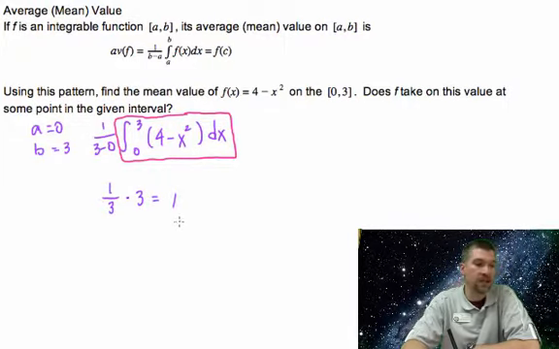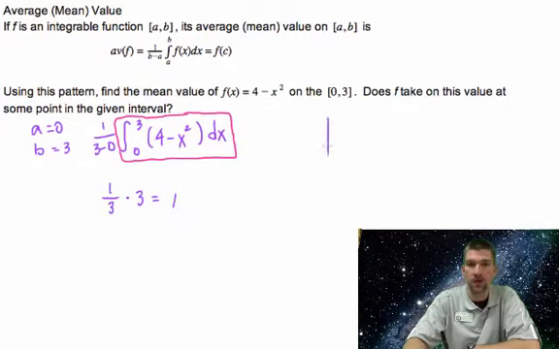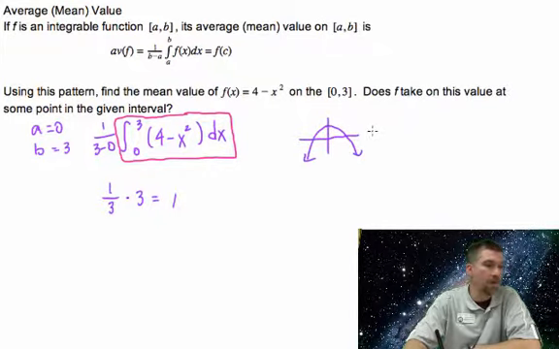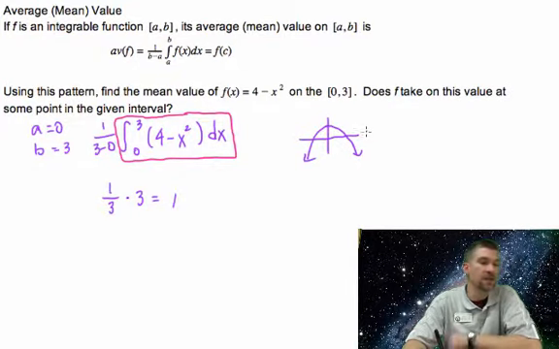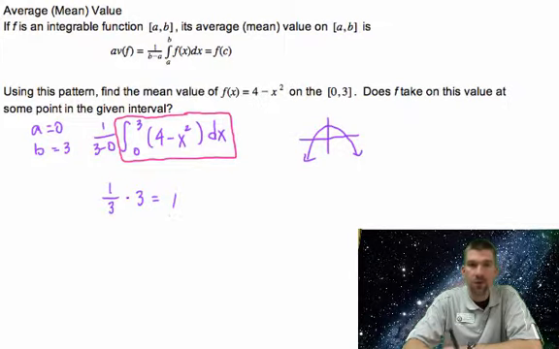So the question is, if we look at 4 minus x squared, it's going to be something like a graph like this, from 0 to 3. Is there some place where our f, 4 minus x squared, equals 1, because that's our average, our mean value right here. This is our mean value.